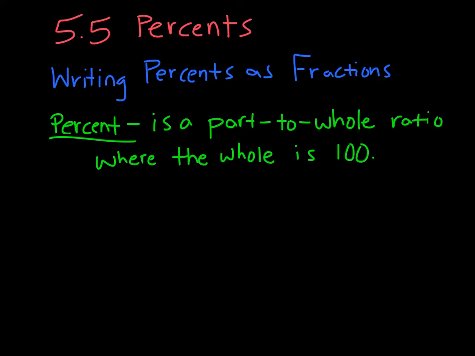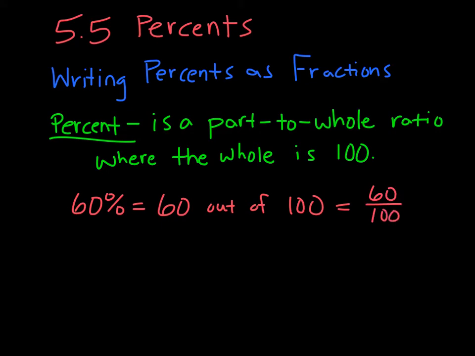Percent is a part to whole ratio where the whole is 100. Basically you can write a percent as a fraction with a denominator of 100, and this is what it would look like. So looking at this, it says 60% equals 60 out of 100. Your part would be the 60 and the whole would be the 100. So part to whole, and that's where the ratio comes in. So it would end up looking like 60 over 100. 60 is our part, and our 100 is our whole.